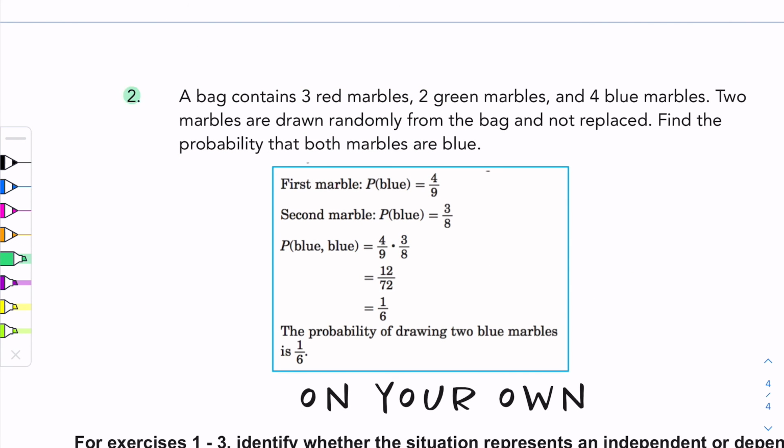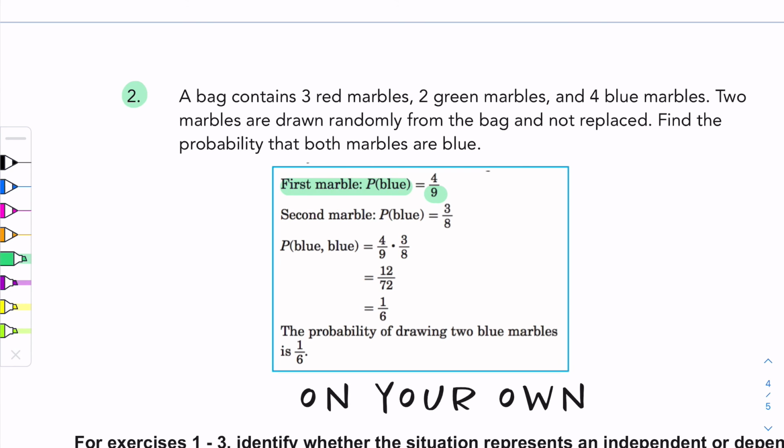For number 2, a bag contains 3 red marbles, 2 green marbles, and 4 blue marbles. 2 marbles are drawn randomly from the bag and not replaced. Find the probability that both marbles are blue. So the probability that the first marble is blue is 4 out of 9. When you add up the total of 3 plus 2, that's 5, plus 4 is 9, to give you a total of 9, and we know that 4 of them are blue.